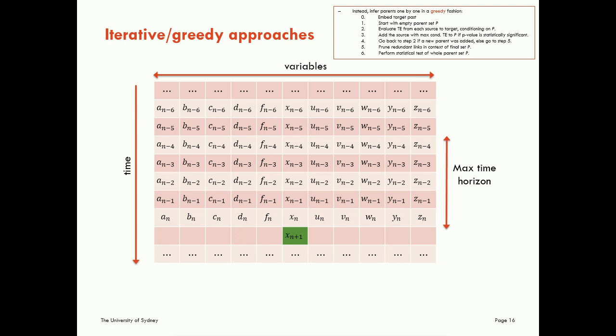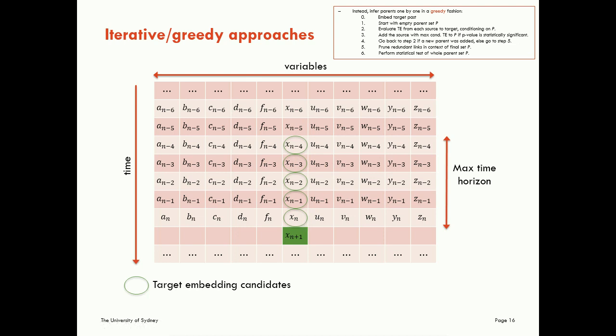What we can do here is have a time horizon that we're looking for those information contributors within. So we're not going back beyond the length of that time horizon. Our first step here is to embed the target past. So here we look at candidates up to the end of that time horizon. That's our maximum embedding length.